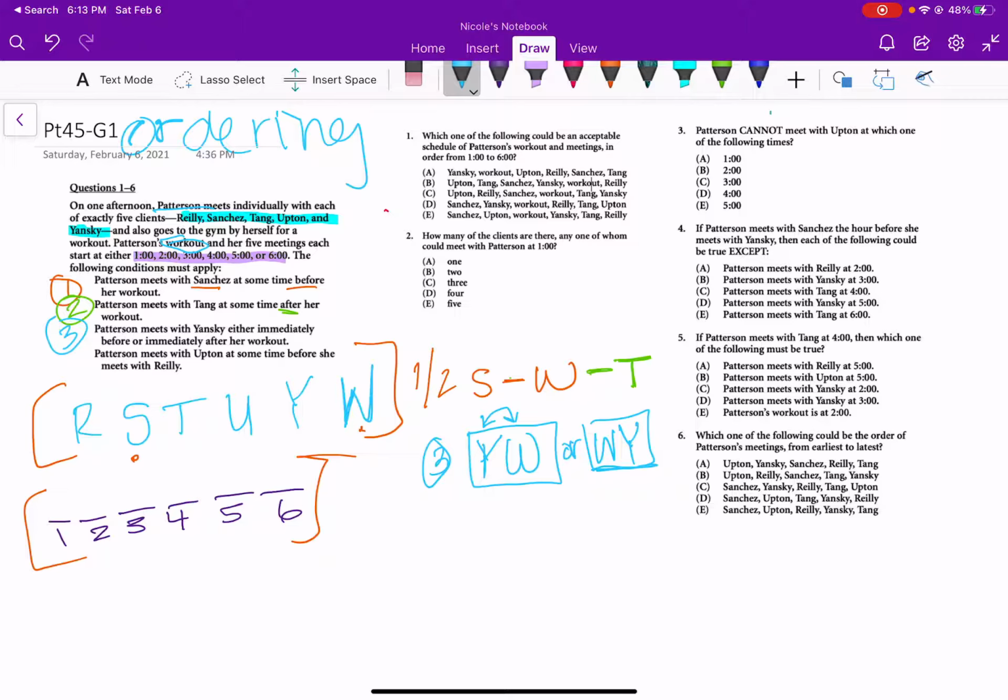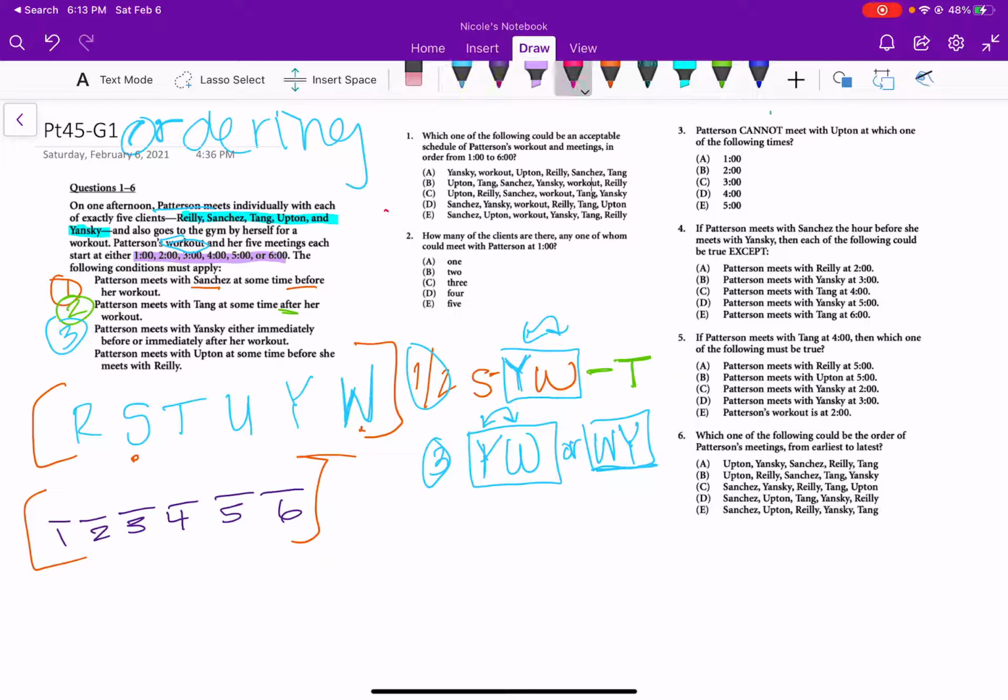And so in regards to our first rule here, what we could do is I would just add in right here, and I would make a Y. So I now know that S has to go before Y, S has to go before W, and S has to go before T. Or vice versa, we know that T has to go after S, and T has to go after Y, and T has to go after W.